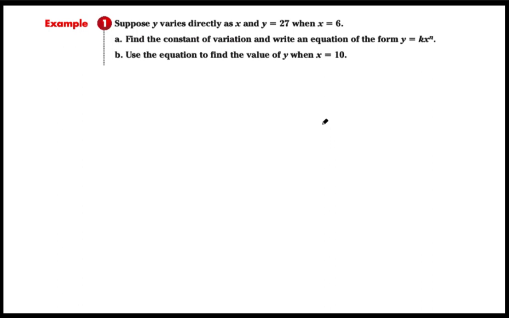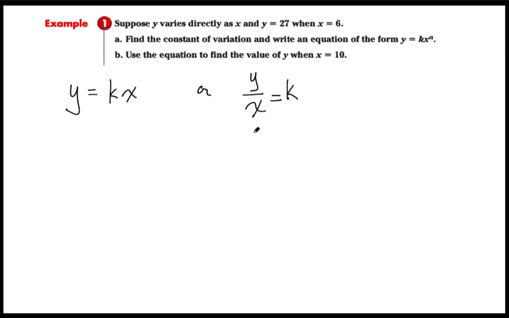Example 1: Suppose that y varies directly as x and y is equal to 27 when x is equal to 6. So we remember what direct variation is. Since it varies directly as x, y is equal to k times x, or we can look at it as y over x is constantly going to be equal to some k. Whichever way you like it, some students really like to set it up as a proportion, when we set two ratios equal to one another.